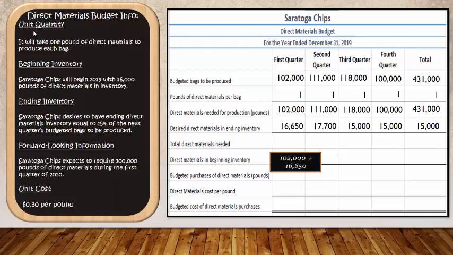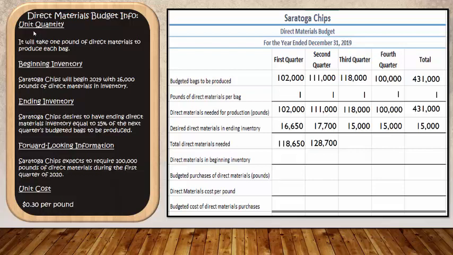In the first quarter, we need 102,000 for production, and we're going to add to that 16,650 pounds of direct materials we want to have in ending inventory, and we come up with a total of 118,650 pounds of direct materials needed. For the second quarter, same concept. We take our 111,000 pounds of materials needed for production. We add to that our 17,700 pounds of materials that we want to have in ending inventory, which means that our total direct materials needed during the second quarter is 128,700.